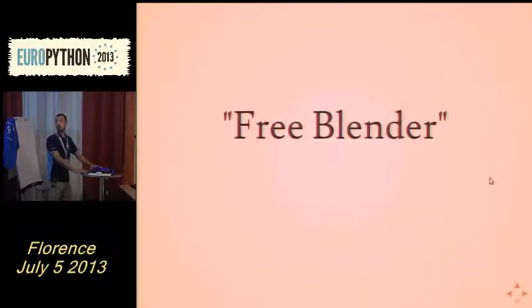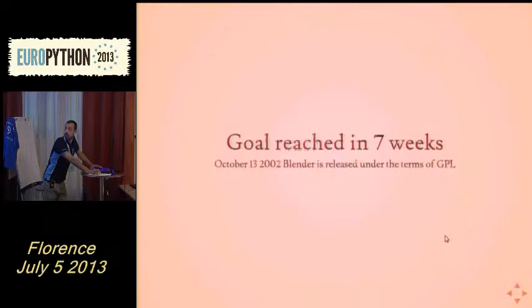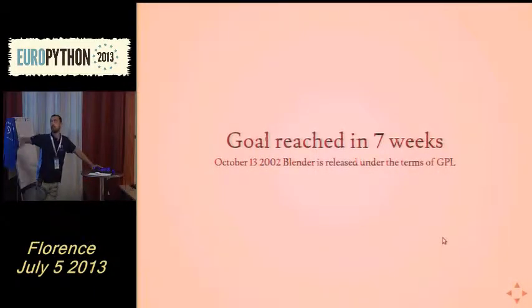In July 2002, the Free Blender campaign starts, and it aims to raise 100,000 euros to buy back the rights from the investors. And the next step is to release Blender to the open source community. And the goal is reached in only 7 weeks, thanks to the big community. And on October 14, 2002, Blender is released under the terms of the GPL.